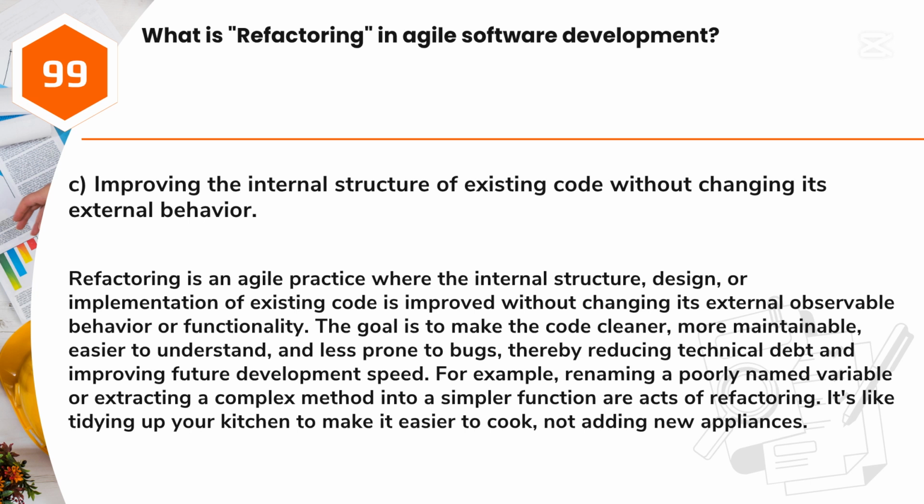Answer: C. Improving the internal structure of existing code without changing its external behavior. Refactoring is an Agile practice where the internal structure, design, or implementation of existing code is improved without changing its external observable behavior or functionality. The goal is to make the code cleaner, more maintainable, easier to understand, and less prone to bugs, thereby reducing technical debt and improving future development speed. For example, renaming a poorly named variable or extracting a complex method into a simpler function are acts of refactoring. It's like tidying up your kitchen to make it easier to cook, not adding new appliances.